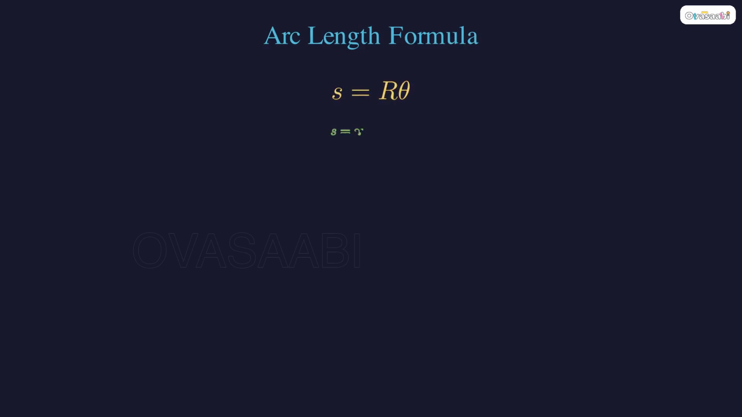Arc length equals radius r times angle θ/2. Theta must be in radians, not degrees. 1 radian equals about 57 degrees.